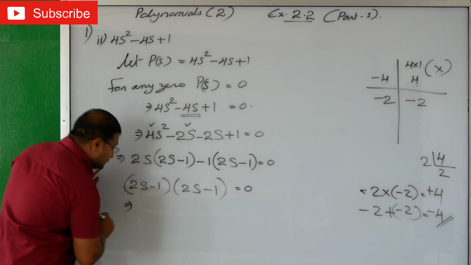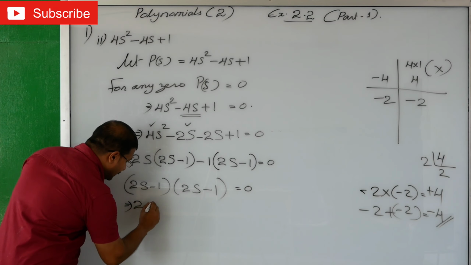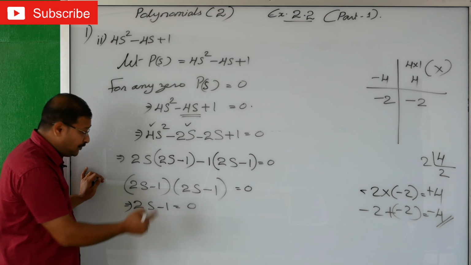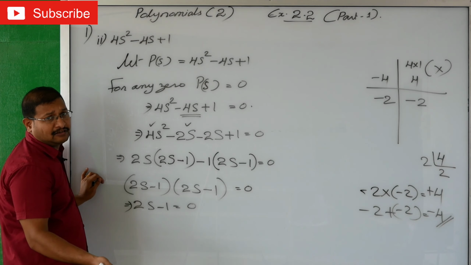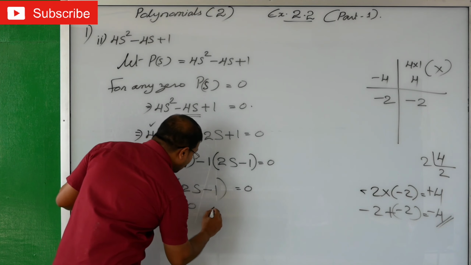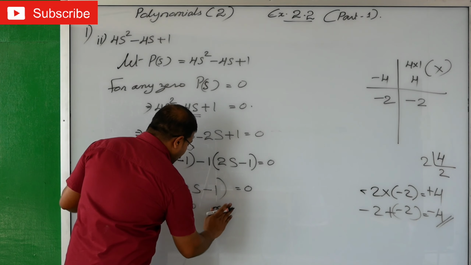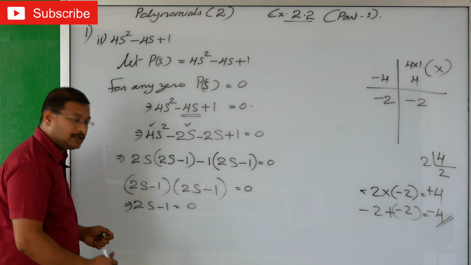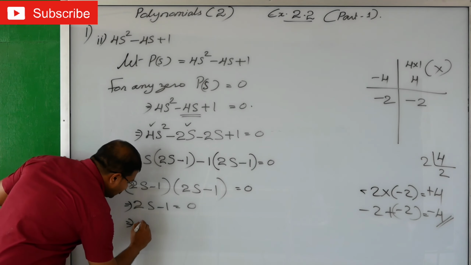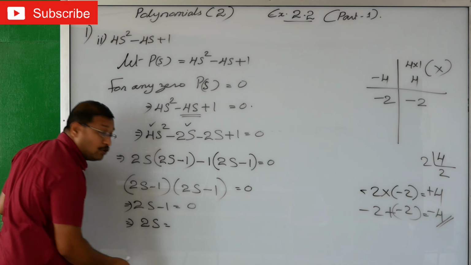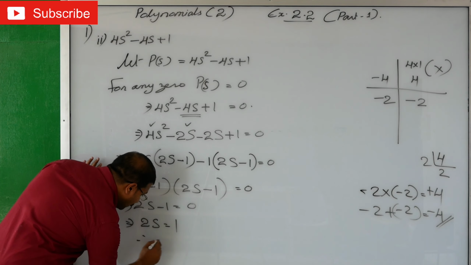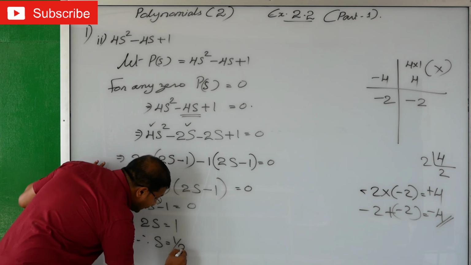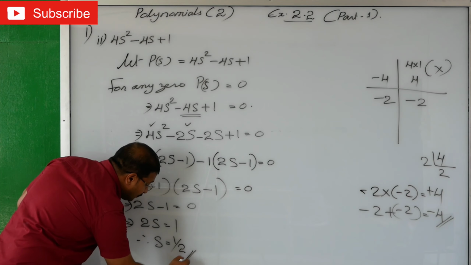This implies 2s minus 1 equal to 0. Of course, both are same, isn't it? If you want, you can write one more time. Otherwise, directly you can write. Okay, ready? That means this implies 2s equals minus 1 goes next side, plus 1. Therefore, s equals 1 by 2, because this multiplication goes next side, divided by. So we got it, s equals 1 by 2.